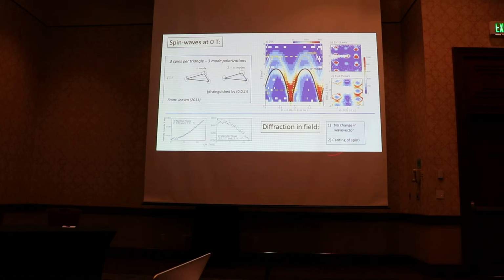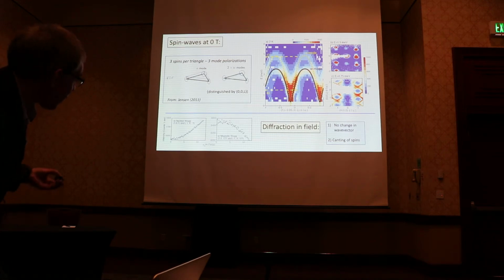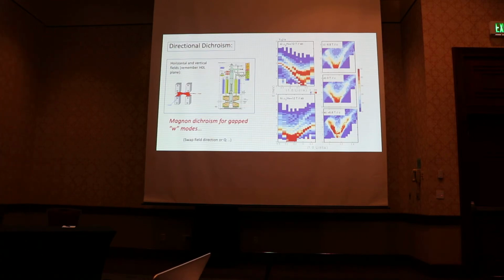Okay, now what happens when you apply a magnetic field to this? Well, in terms of diffraction, not a lot happens. And the only thing that we can see really that goes on is that you seem to develop some sort of spin canting, which gives you this ferromagnetic moment that occurs at the Bragg peak positions.